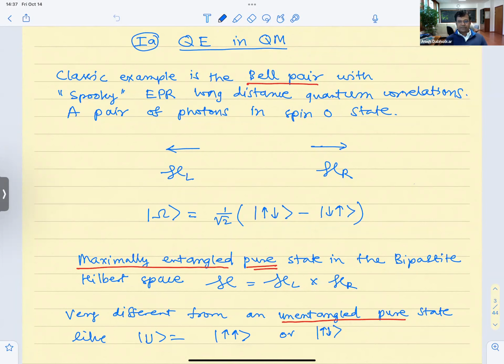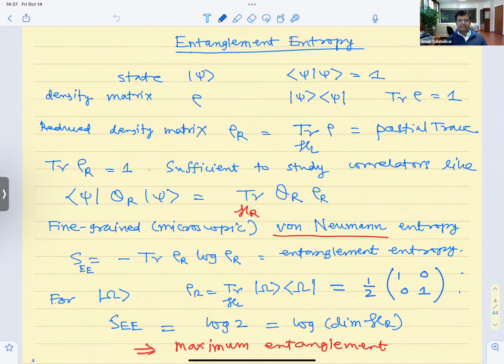And to characterize the difference between the entangled state and the unentangled state, one uses this formalism of entanglement entropy and the von Neumann entropy. So given a state psi, which is normalized to 1, you can define the density matrix rho as ket times bra, and trace rho is also 1. And then one can define a reduced density matrix, tracing over everything that is happening in the Andromeda galaxy to get the partial trace, which is rho of r. Trace of rho of r is also 1 by this construction.